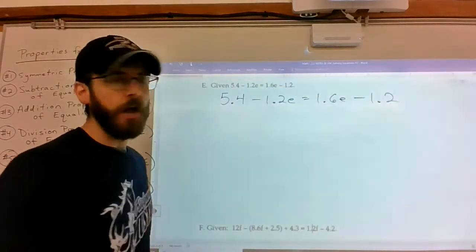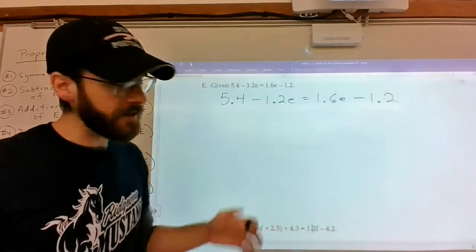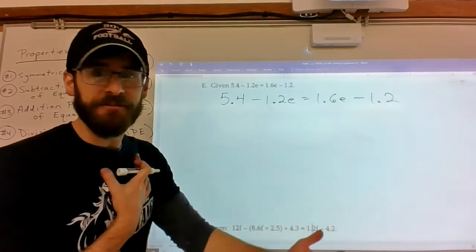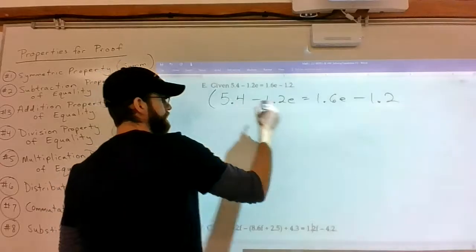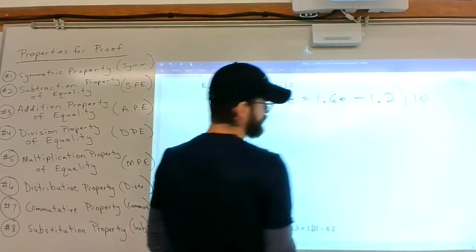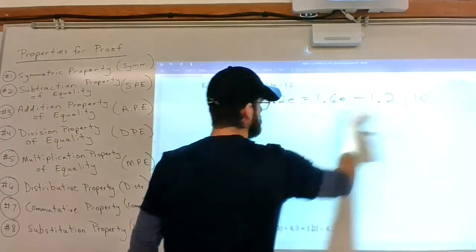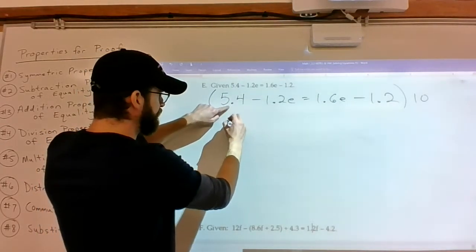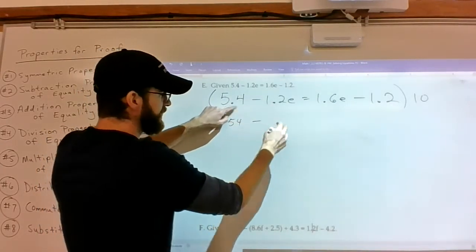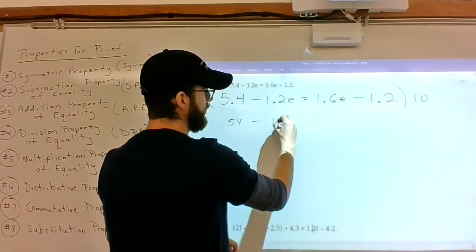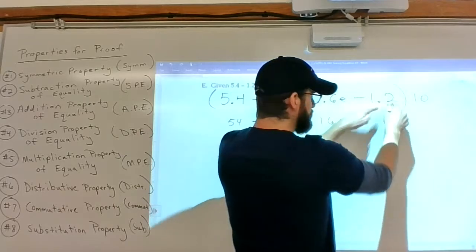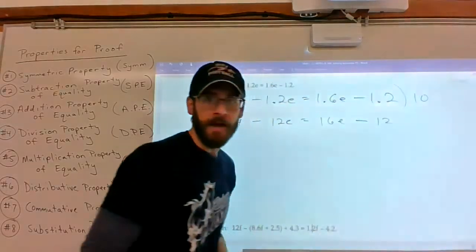All right, you're back. Let's see if you're correct. First move, I think the easiest thing to do is just to multiply everybody by 10. So you're distributing 10 to all parts, meaning this becomes 54 when you take it times 10. This becomes minus 12e when you multiply it by 10. This becomes 16e when you multiply it by 10. And this becomes minus 12 if you multiply it by 10.